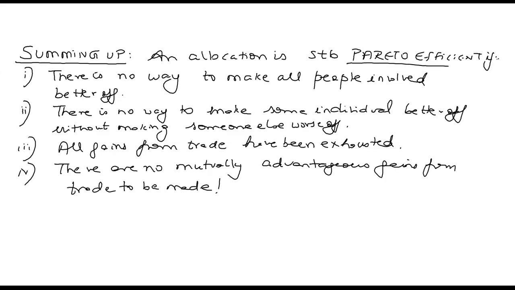So we say that an allocation is said to be Pareto efficient if there is no way to make all the people involved better off. There is no way to make some individual better off without making someone else worse off. All gains from trade have been exhausted and no mutually advantageous gains from trade are to be made. That means once you reach the point of Pareto efficiency, you will not want to deviate from that point.